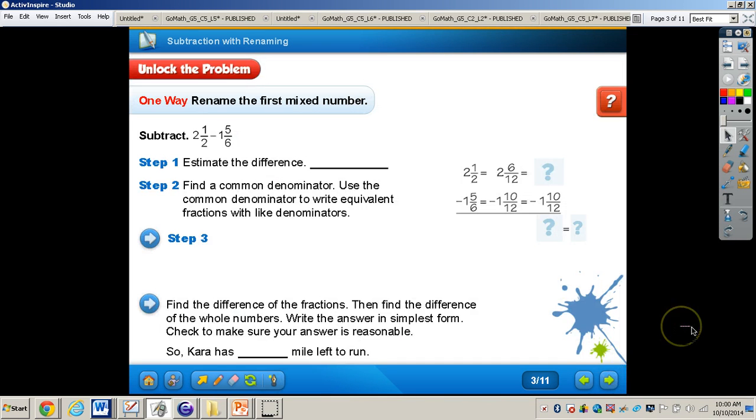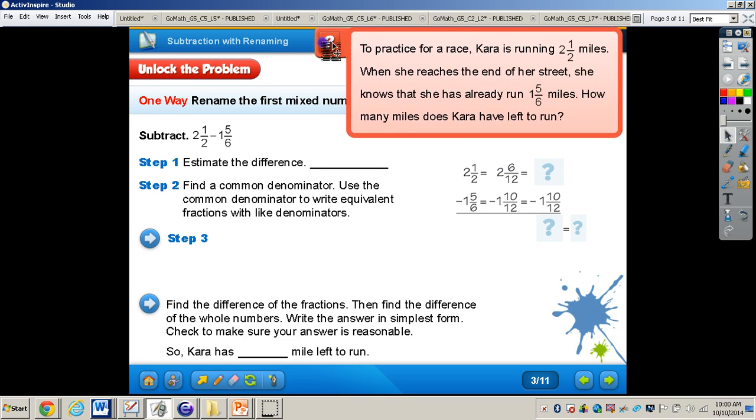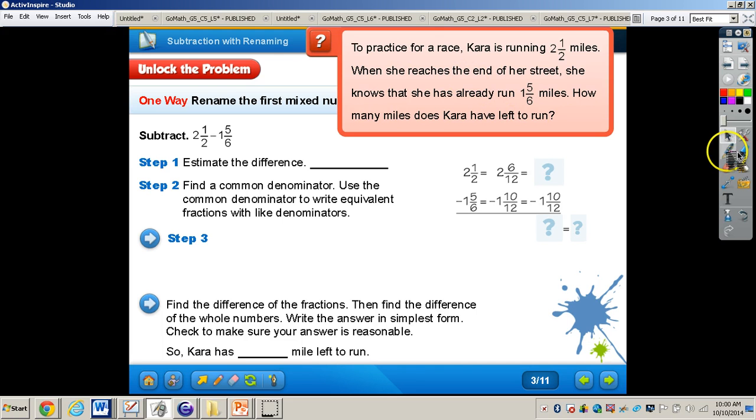So taking a look at that problem on page 269, we can see the problem is to practice for a race. Kara is running 2 1/2 miles. When she reaches the end of her street, she knows that she has already run 1 5/6 miles. How many miles does Kara have left to run? So the first thing we need to figure out, and the first thing that I want you to do, is take a look at this problem, and we want to zero in on what we need to figure out. So let's underline the question. How many miles does Kara have left to run? That's our question, so let's underline that.